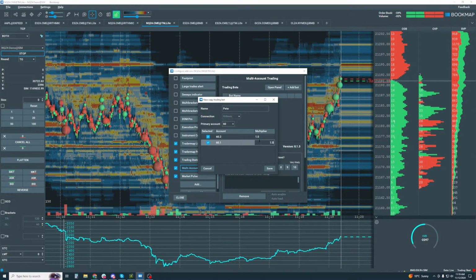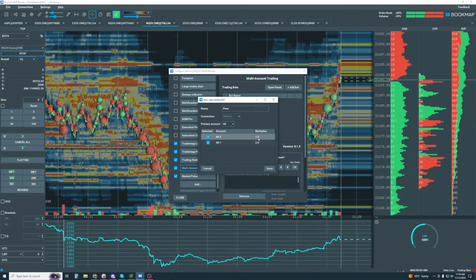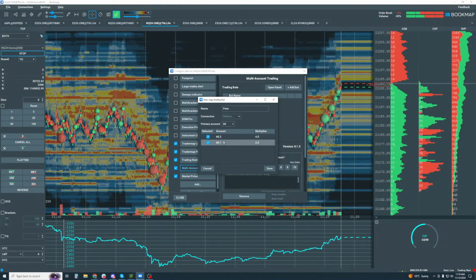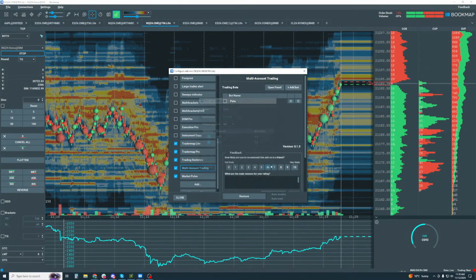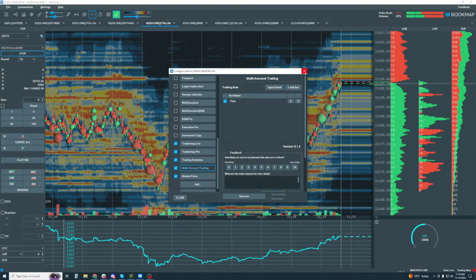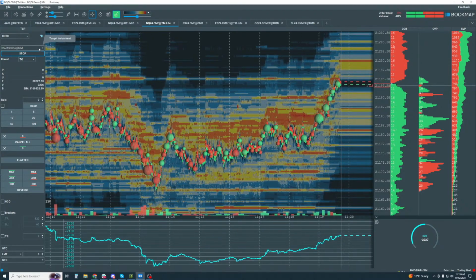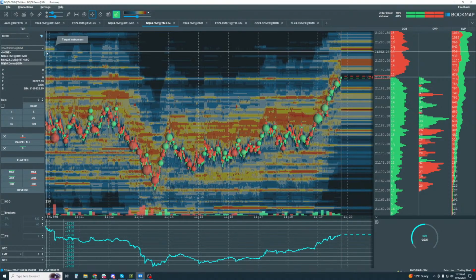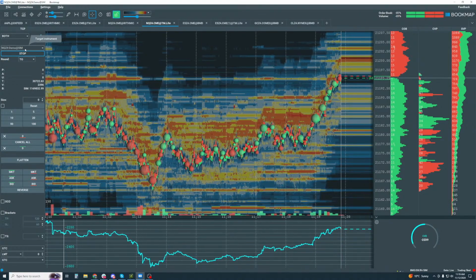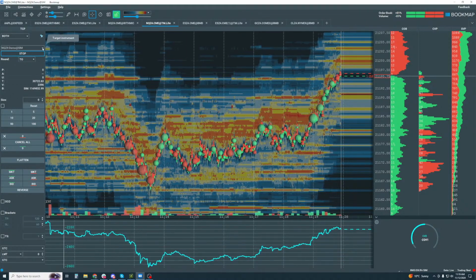I can put in different multipliers here too. So maybe in this account I want to trade 2 contracts to 1, or maybe 4 to 1 with this one. Then you save it, and then we select it. Now I don't think it's going to route to it. No, this is where you need to route it to a different account. Right now, it's going to the 24/7 simulator.